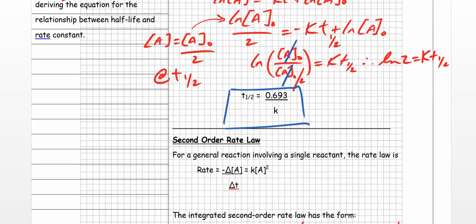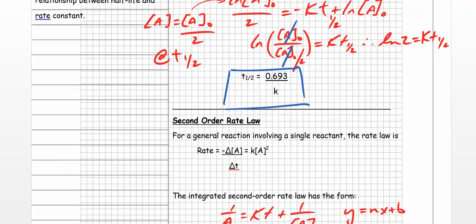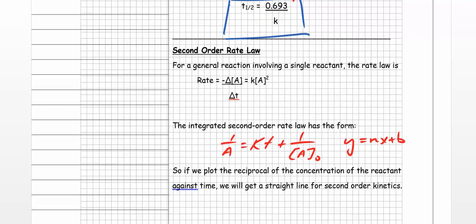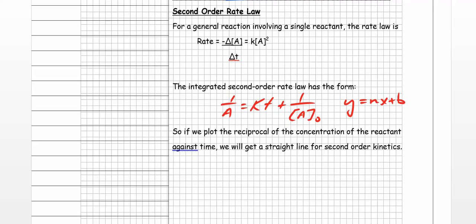All right, let's take a look at second order rate laws. This won't take too long. For the general reaction involving a single reactant, the rate is equal to minus the change in concentration of A, that's the reactant, over time. If we write the differential rate law, that's equal to K times the concentration of A to the second power this time. It's a second order rate law, so it's to the second power.